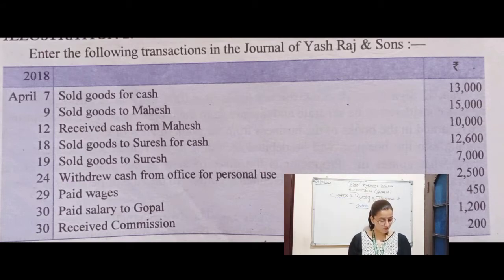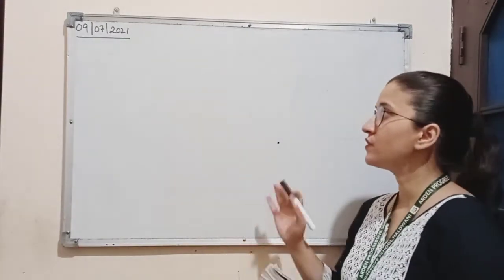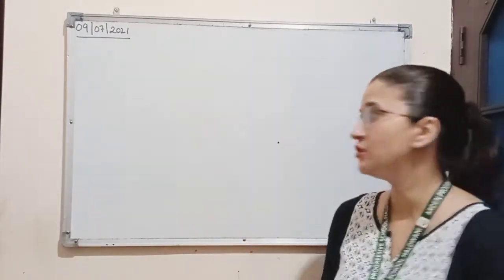24th April, withdrew cash from office for personal use 2,500. 29th April, paid wages 450. 30th April, paid salary to Gopal rupees 1,200, and 30th April, received commission rupees 200. So now we have to record these transactions in journal. Coming to the solution part, first we will draw the format of journal.